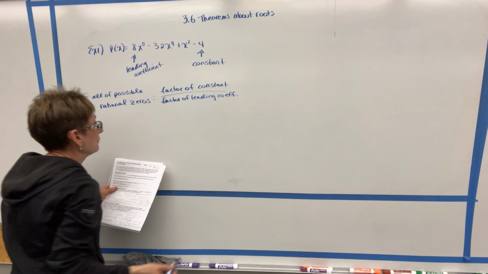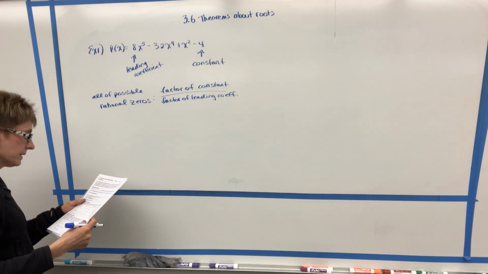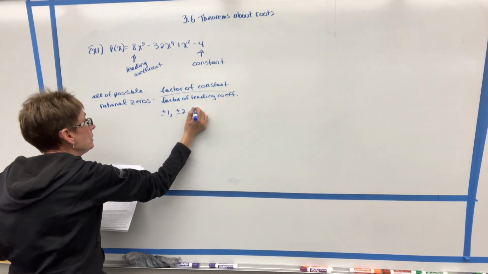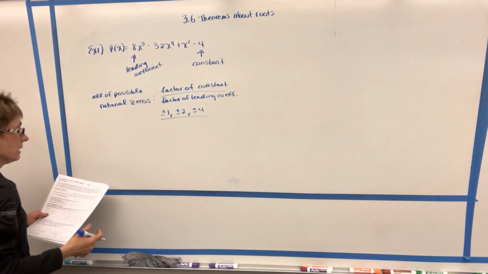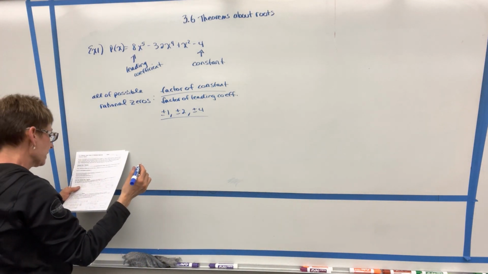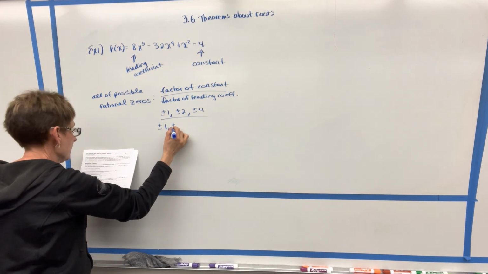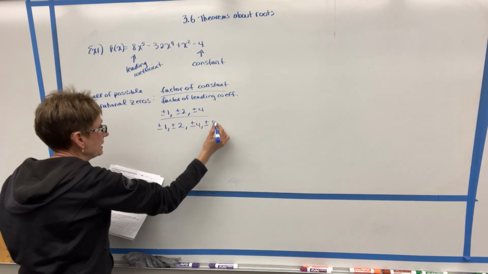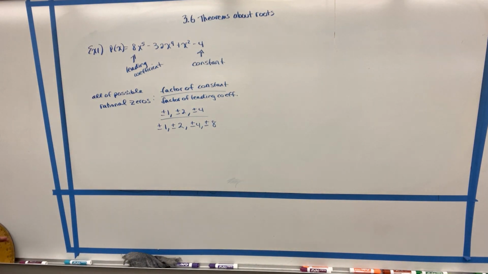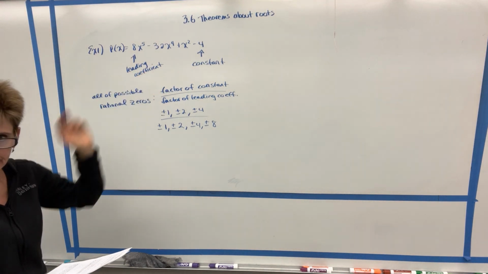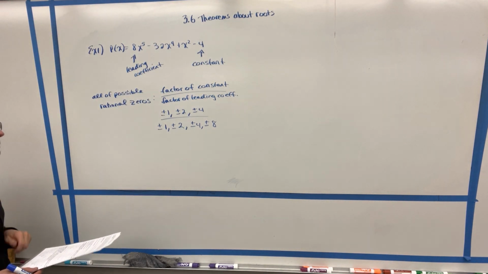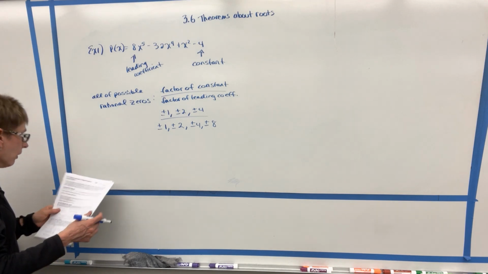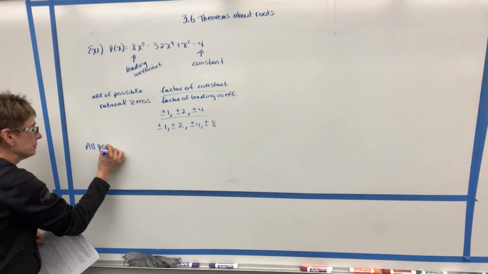So in this function, for example, all the factors of the constant are positive and negative 1, positive and negative 2, and positive and negative 4. The factors of the leading coefficient are positive and negative 1, positive and negative 2, positive and negative 4, and positive and negative 8. Notice, for example, that I can tell right here that 3 is not going to be a zero of this function, because there's no way I can take 1 divided by 4, for example, and get 3.